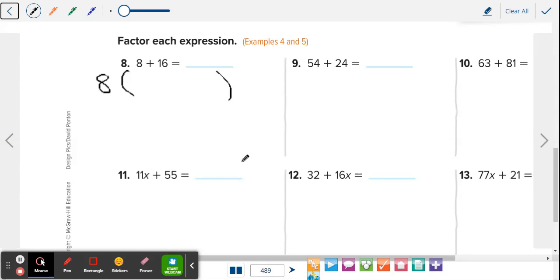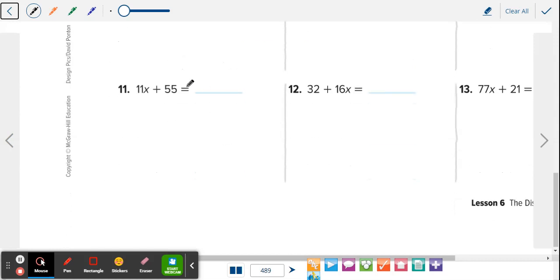So as soon as you figure out your greatest common factor, you pull that out, put it outside the parentheses. Now we work down the line to divide it out. What's 8 divided by 8? 1. We keep our addition sign, and then 16 divided by 8. 2. And there's your answer. 8 times parentheses, 1 plus 2. You can't go any further than that because that's factoring. Don't solve it because then basically you're back at square one. This is how you factor.